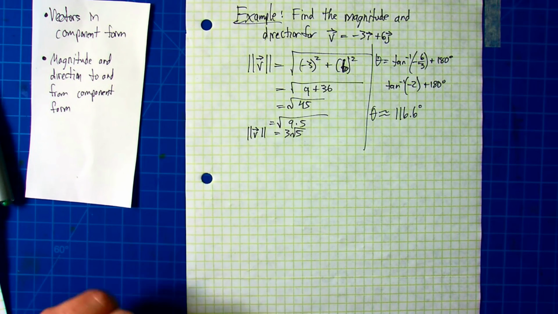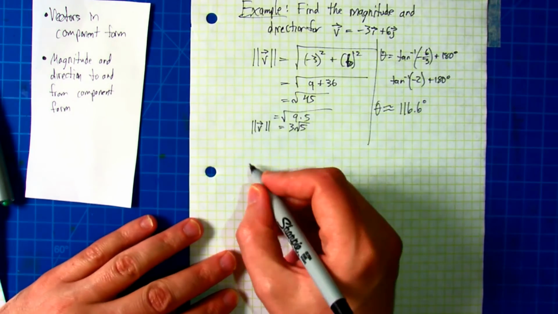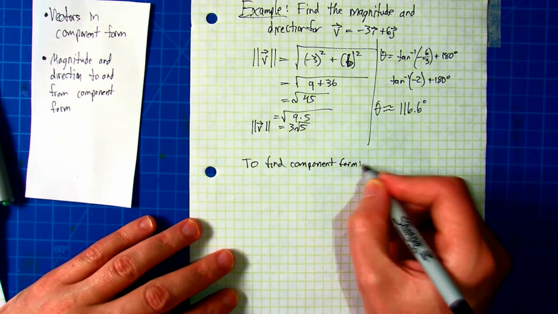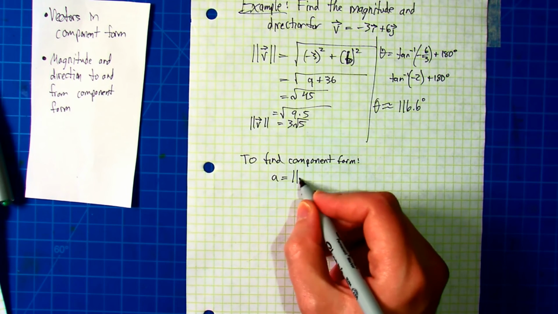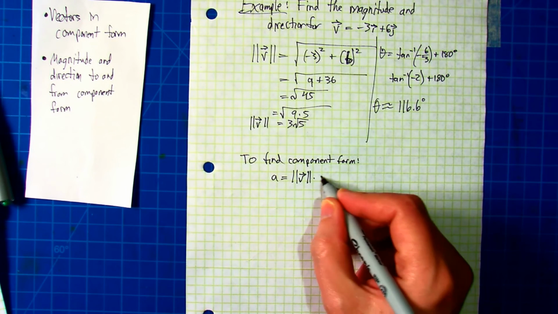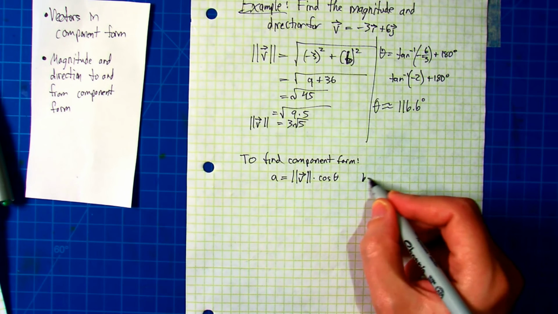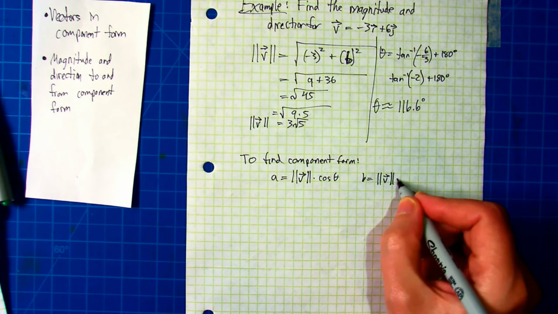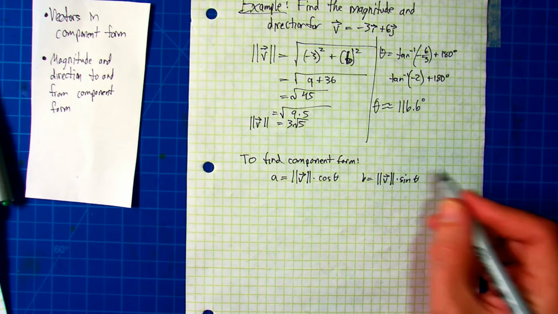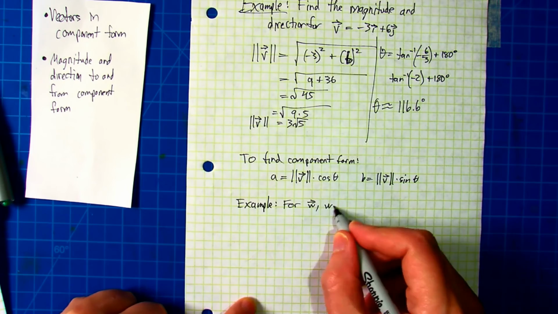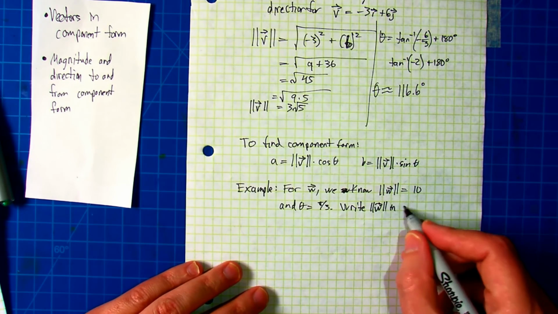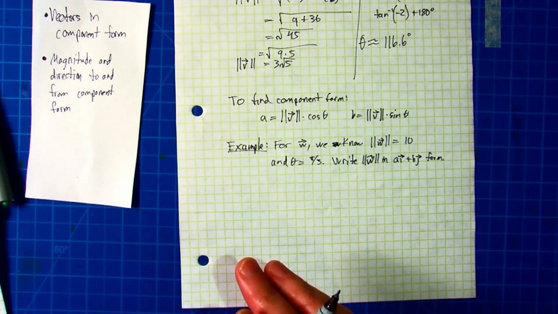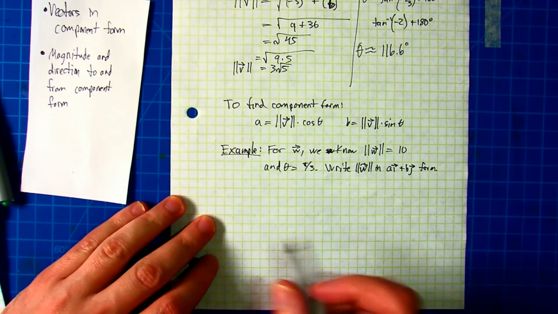Now, if you want to go the other way, you have the magnitude and direction, and you want to go into component form, you just use our trigonometry. So a is going to be equal to the magnitude of v times the cosine of the angle, and b is going to be the magnitude of v times the sine of the angle. So, for example, for vector w, we know the magnitude of vector w is 10, and theta equals pi over 3. Write this in a times i plus b times j form is easy enough.